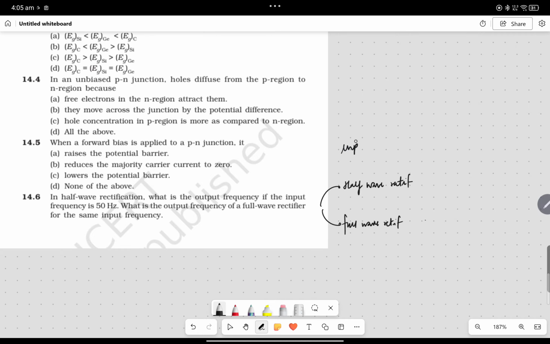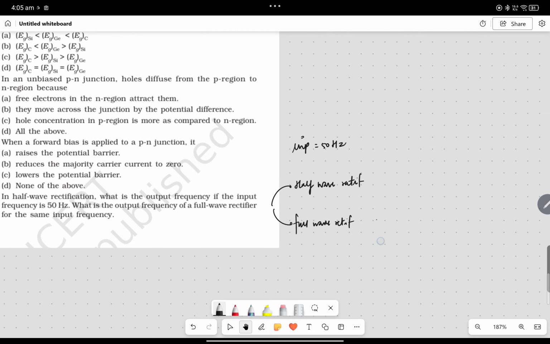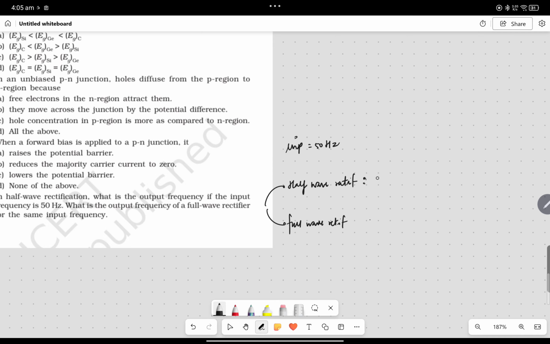Input is 50 Hz, then we have to find the output. So what happens in half wave rectifier is that it only takes half of the wave of the input that we are giving. So that input is going to be the same as the output. Output is the same as input, right? So we are going to get output here is also 50 Hz.